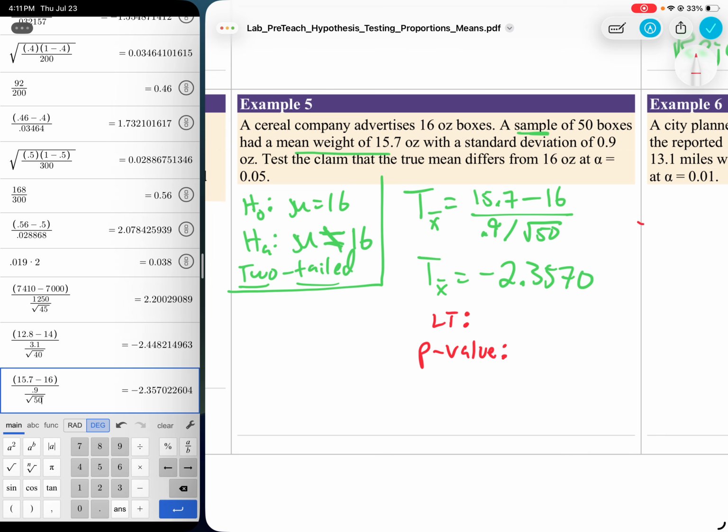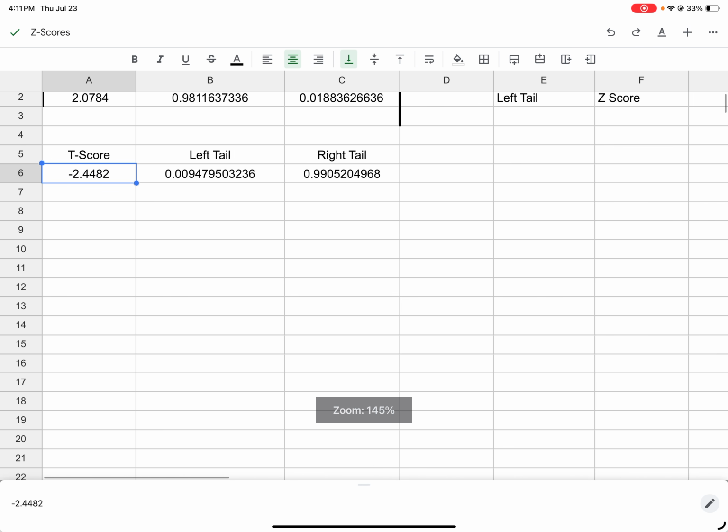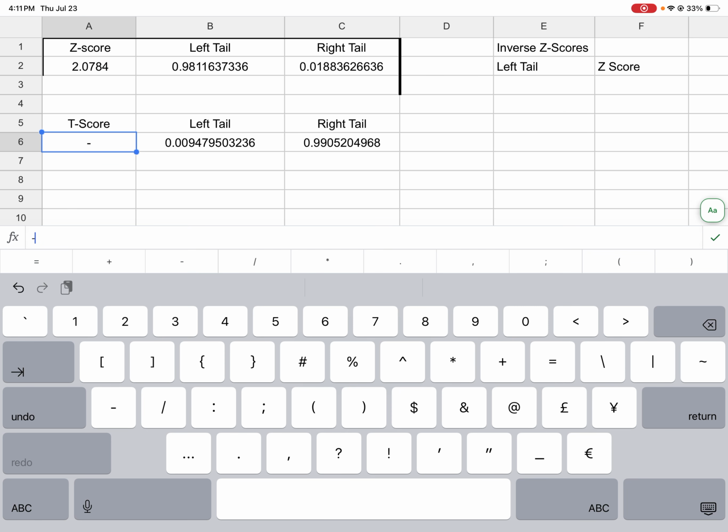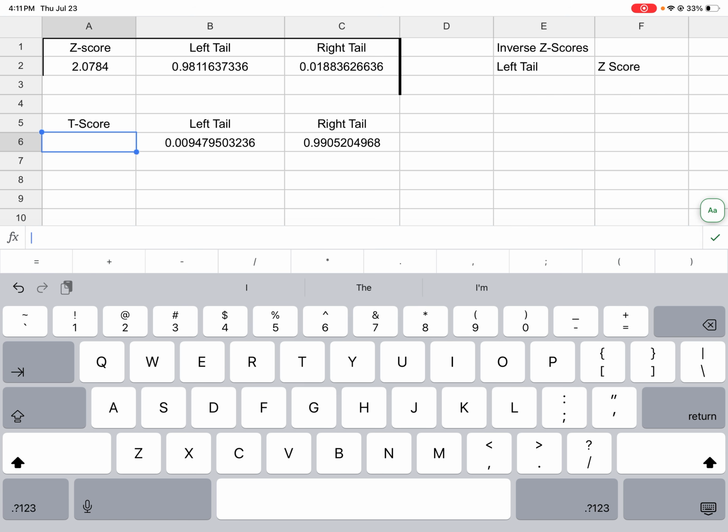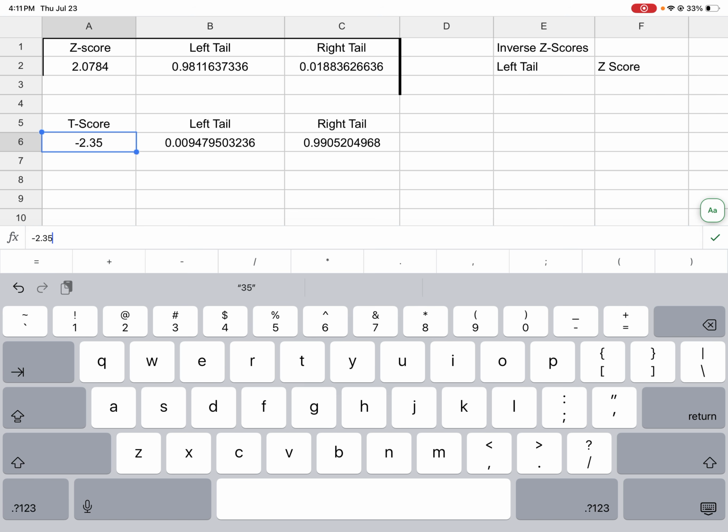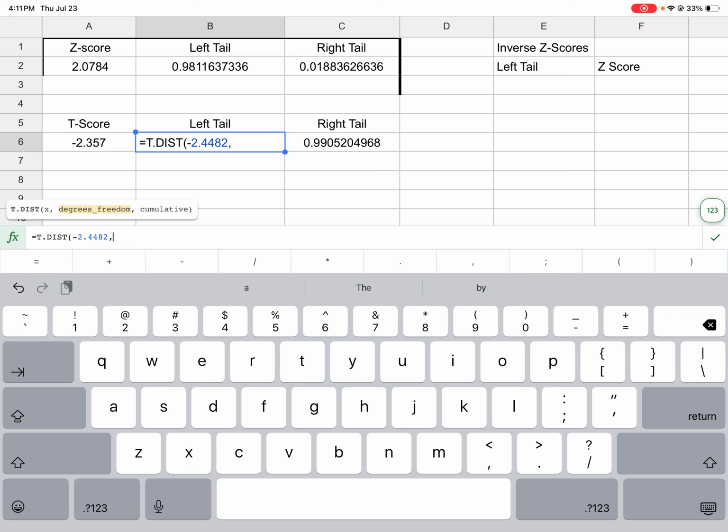Okay, so I'm going to jot down my test statistic, negative 2.3570, and my sample size, which I see up here as 50. And now let's go change it up. So I'm going to change up my t-score so I don't forget what it is. Negative 2.3570. I need to change up my formula in here. Negative 2.357, comma, the degrees of freedom is the sample size minus 1. In this problem, the sample was 50, minus 1 is 49, comma, always true.